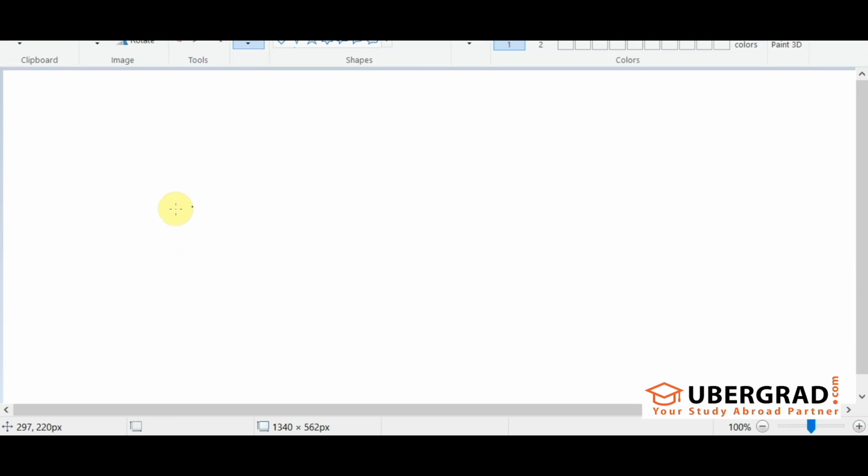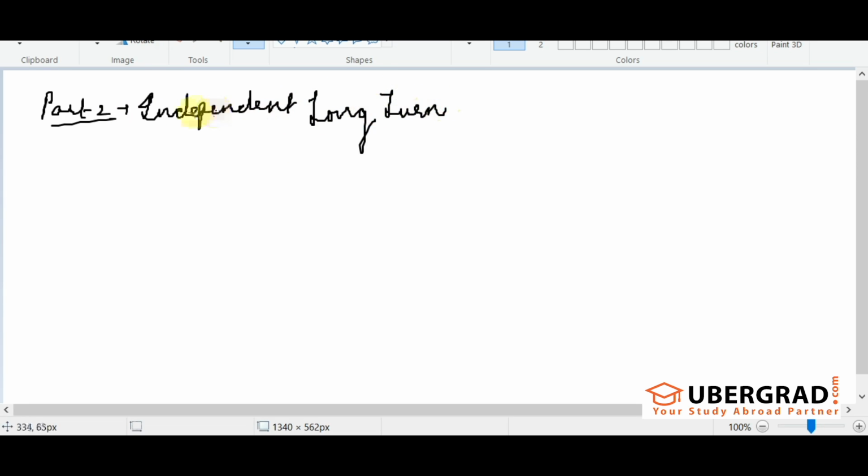So we're supposed to start with the speaking part 2. What is the part 2 called? It's known as independent long term, or cue card, and which goes for around 3 to 4 minutes.